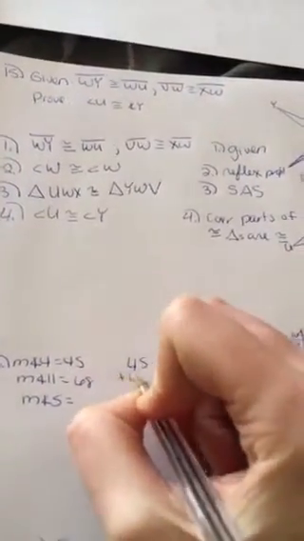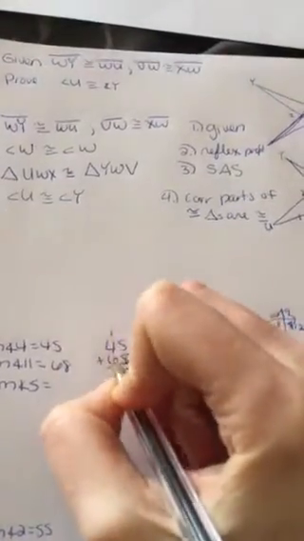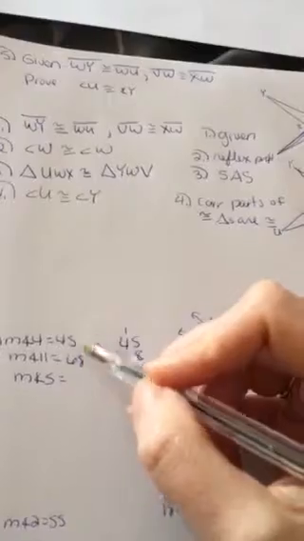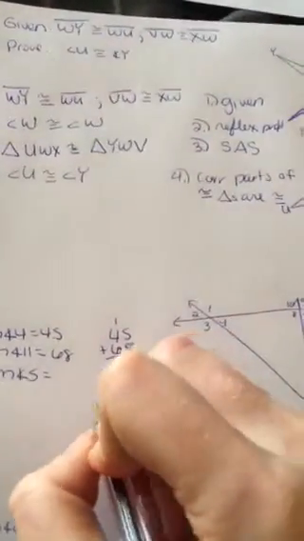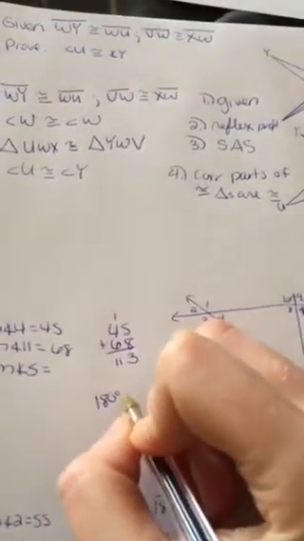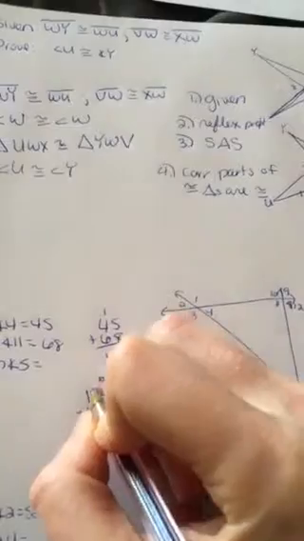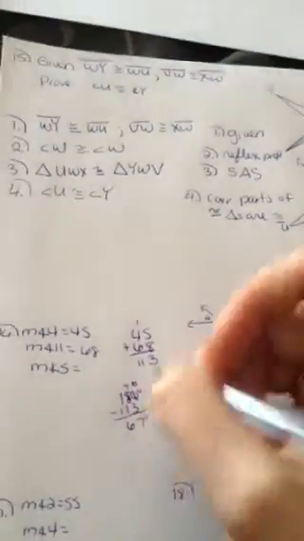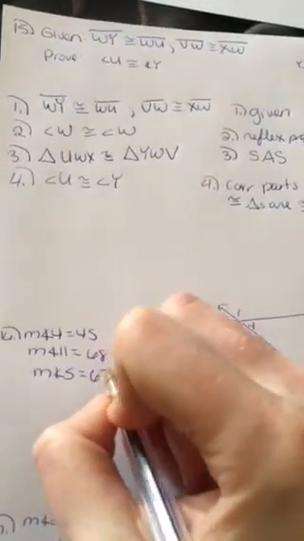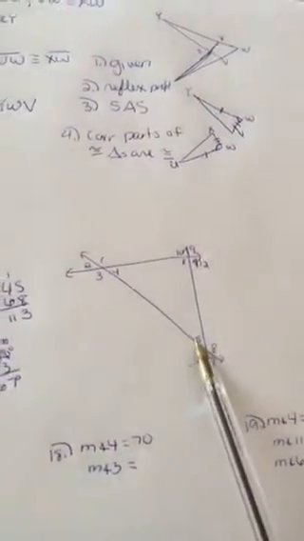So 45 plus 68, 5 and 8 is 13, that's 113. So these two angles added up equal 113 degrees. I need to find angle 5. So I'll say 180 degrees for the whole triangle minus 113. Okay, that's 7 and that's 6. So angle 5 is 67 degrees. Okay, if I add all these up, it'll equal 180 degrees.